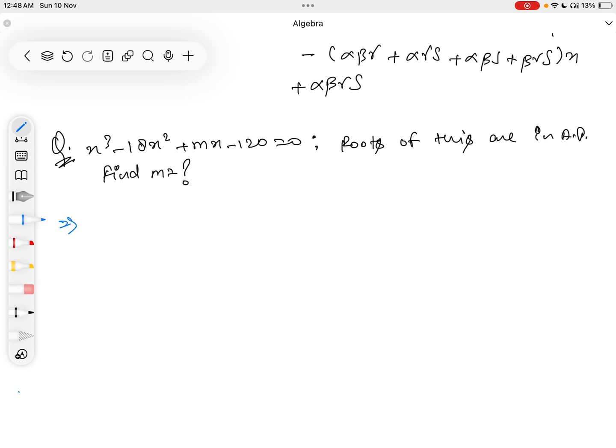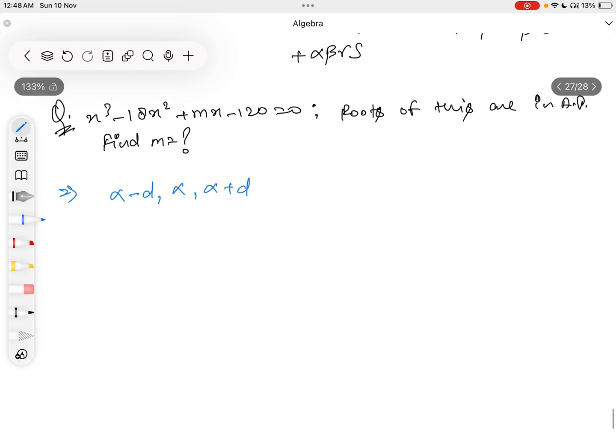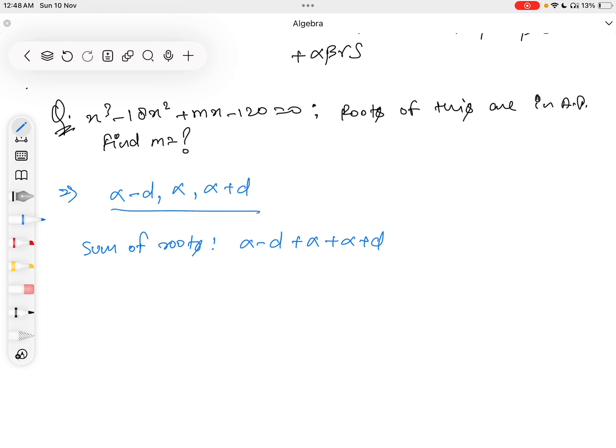My roots are given in AP, so I can take them as alpha minus D, alpha and alpha plus D. These are the roots of the equation that I have been given. Now, sum of roots, can I write it like this? Alpha minus D plus alpha plus alpha plus D. Since these are my three roots, I will write it like this. And with the formula, it would be minus B by A, that is minus of minus 18 by 1, which is basically 18. Here D will cancel with D, 3 alpha will be 18, so alpha is 6.